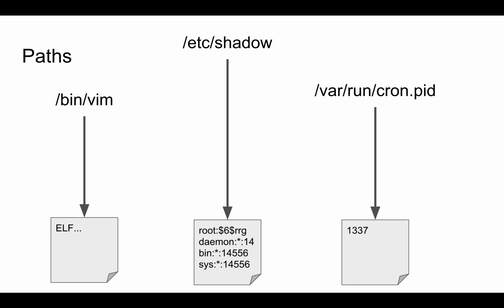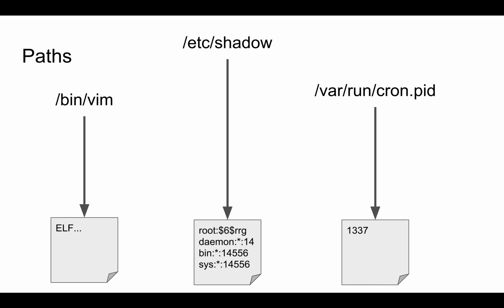But if you just assume that we've got these strings of bytes or blocks of storage, however you want to look at them, that contain, vim is an ELF executable, so it starts with the 3 characters ELF to identify that type of file. /etc/shadow has super secret hashed passwords in. /var/run/cron.pid has just got an integer with a process ID.